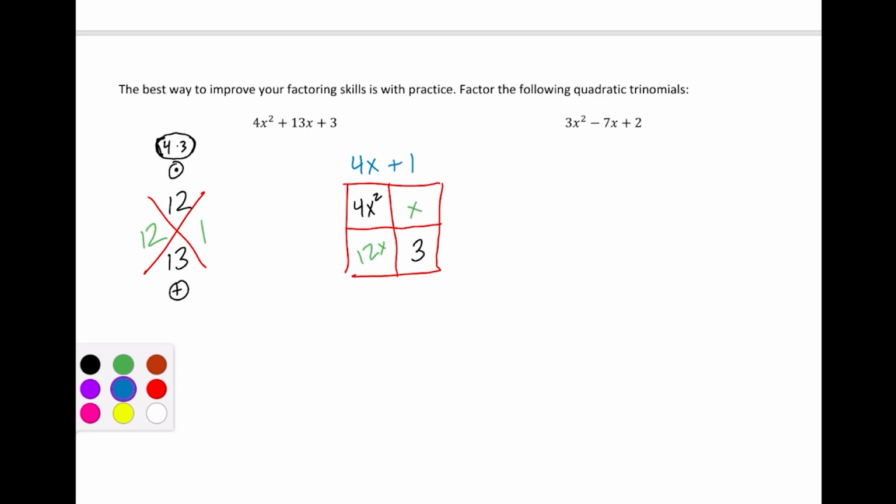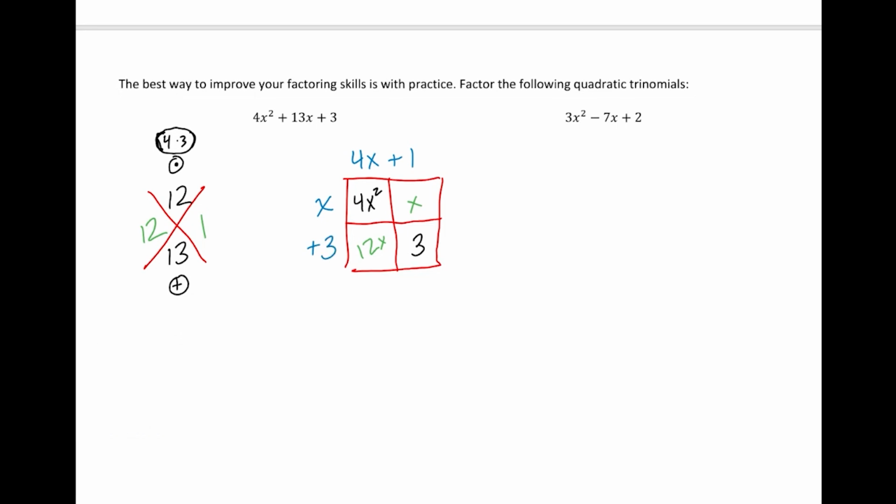Now I'm going to look at the rows, going across, and find the GCF of each row. For that first row, the GCF is x. For the second row, the GCF is 3. So I'm going to just put a little plus 3 there. So now I've got my two factors, 4x plus 1 and x plus 3.